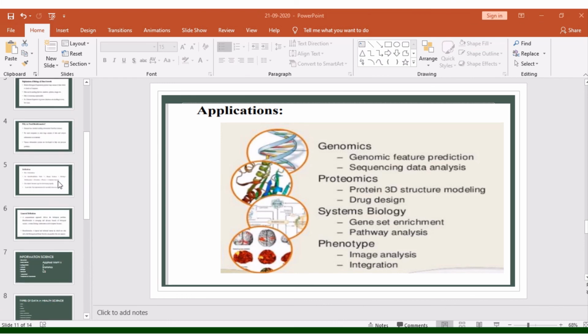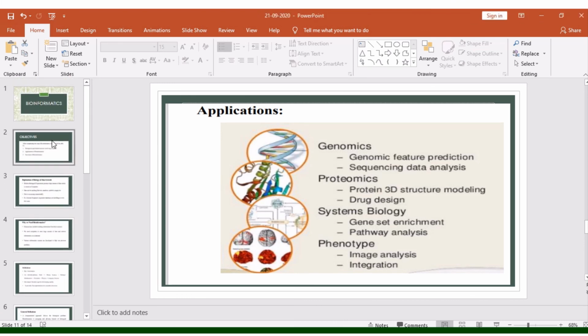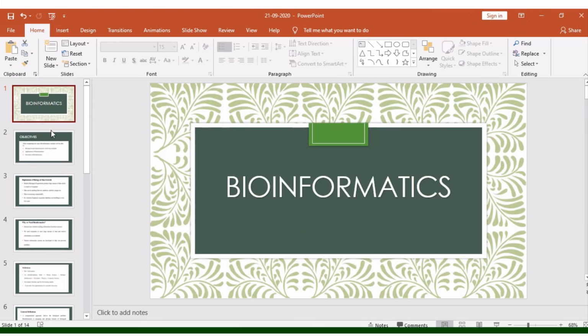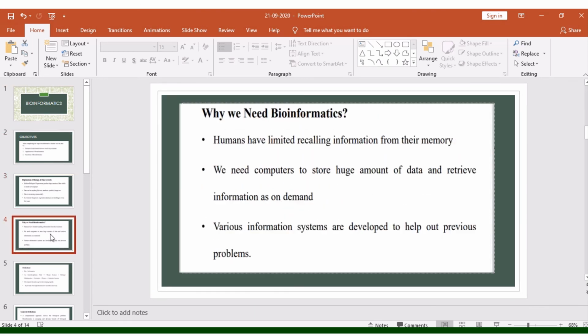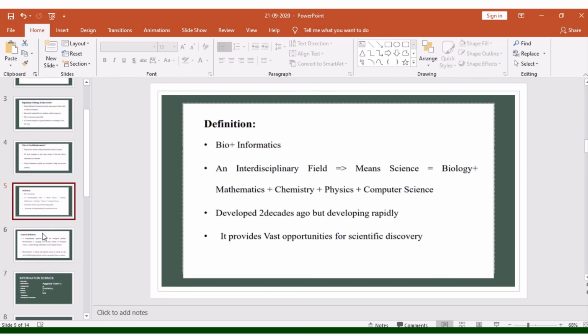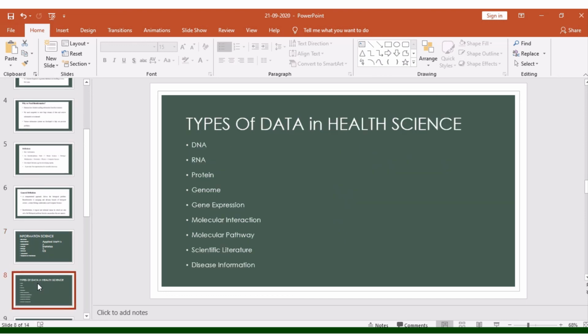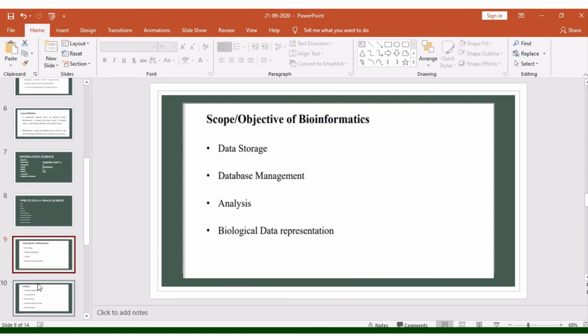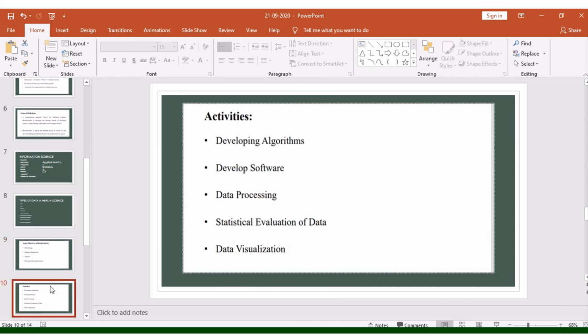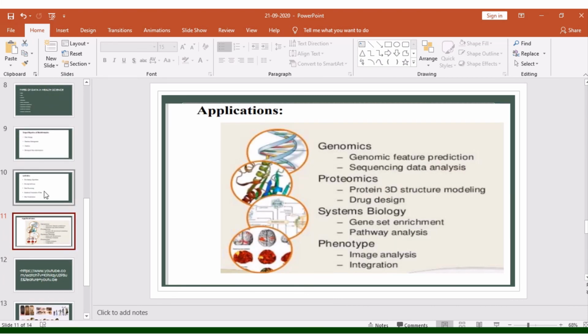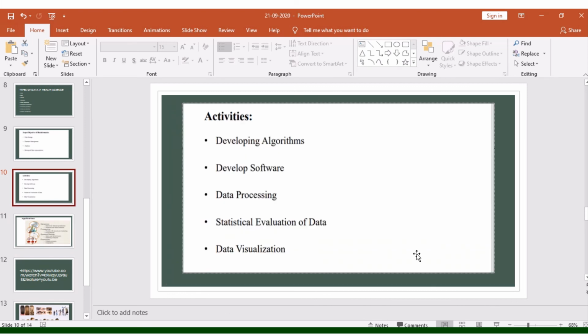Then let's quickly recall what we have discussed: bioinformatics and data growth of bioinformatics, needs of bioinformatics, definitions of bioinformatics, types of information and information sciences, types of data in health science, scope and objective of bioinformatics, and activities of bioinformatics. These are the topics we have discussed in this class.